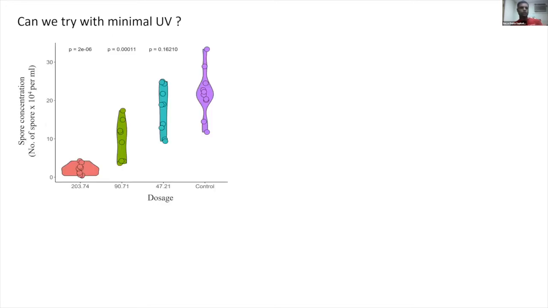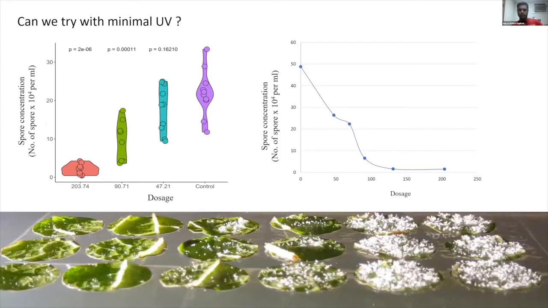So I varied the doses of UV, ranging from 200 all the way to 47. And from here, you can see if there is a UV dose somewhere close to 100, there is a significant decrease in the number of sporangia produced in the leaf discs. And in the picture below, you can see clearly there is a quantitative variation based on the dosage of the UV we applied on the grape leaf.